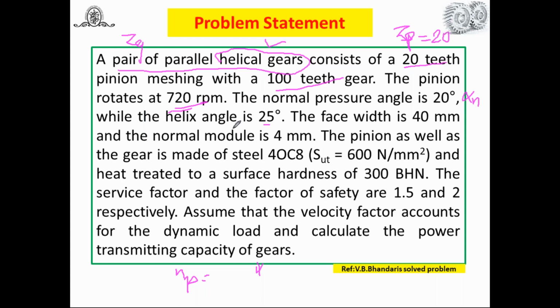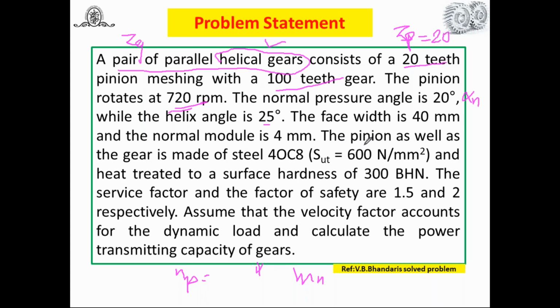You know very well, and I have shared one YouTube video also. Then face width is 40 mm, it's given, B. Normal module is given, Mn. Now you know very well in gear design, normal module and transverse module play an important role because of this helix angle; the teeth are cut with some inclination. That's why here normal module is given, Mn is 4 mm. You can write 4 mm.